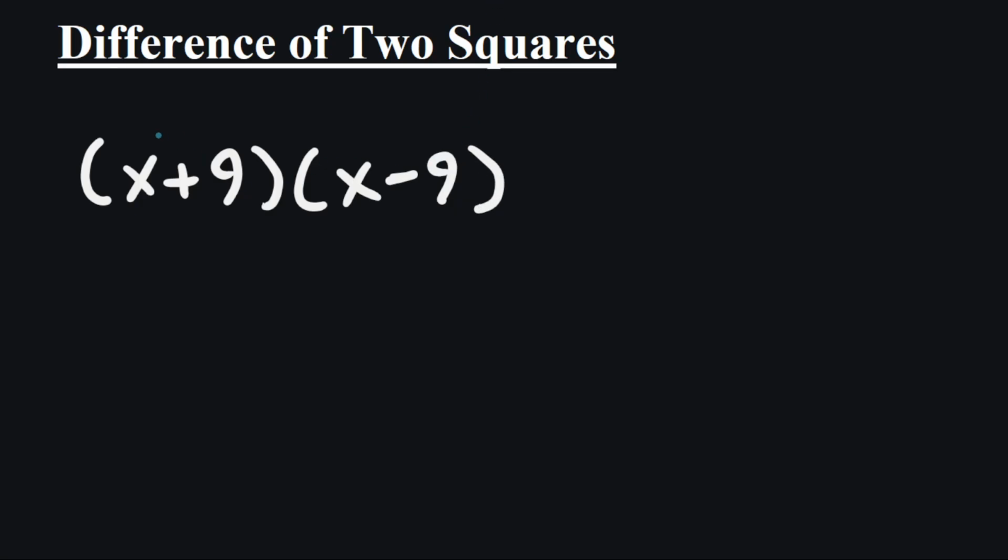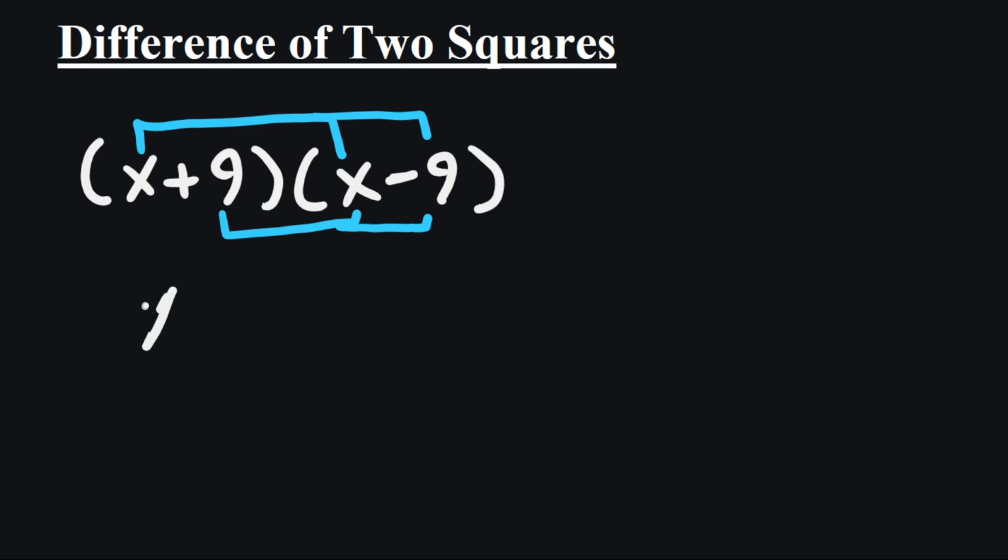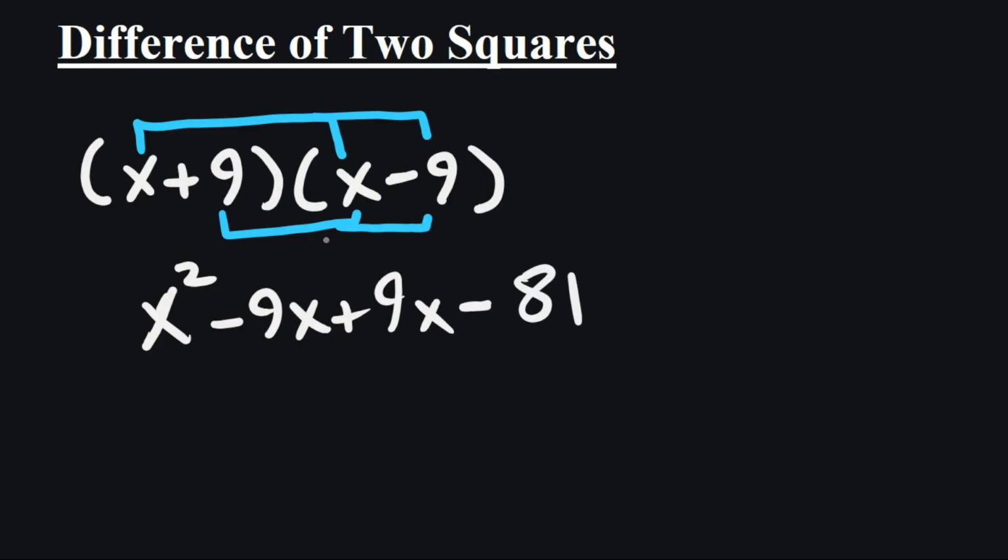So we can multiply these two binomials using FOIL. So x times x, and x times negative 9, positive 9 times x, and positive 9 times negative 9. So what's x times x? That is x squared. X times negative 9 is negative 9x. And positive 9 times x is positive 9x. Positive 9 times negative 9 is negative 81. And then these two terms in the middle cancel out here. So we are just left with x squared minus 81.